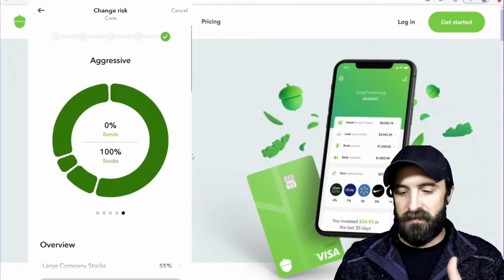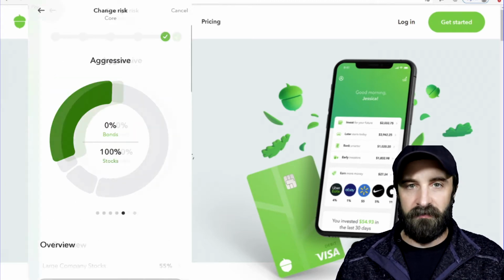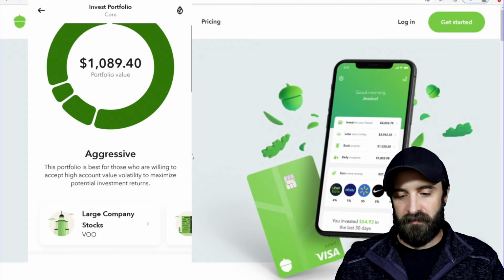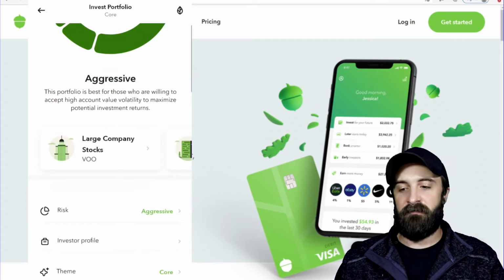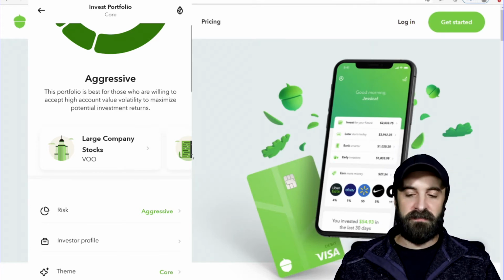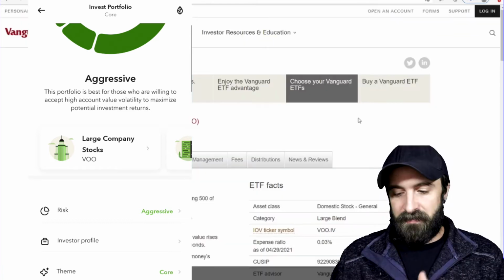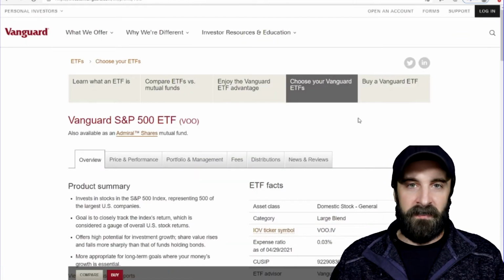I feel like one of the things people might be sketched out about this is they don't really understand what they're investing in when they are putting the money in here. So let's go through and look at what it is investing in when you're on the aggressive portfolio. The first one listed here is large company stocks. This is VOO. This is a Vanguard index fund. Essentially this fund is tracking the S&P 500.